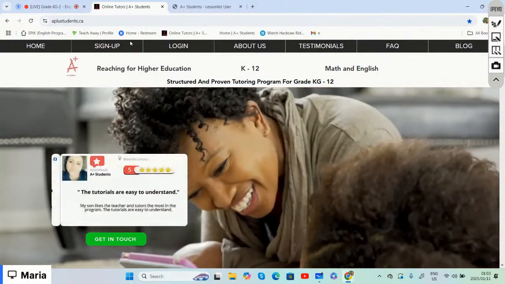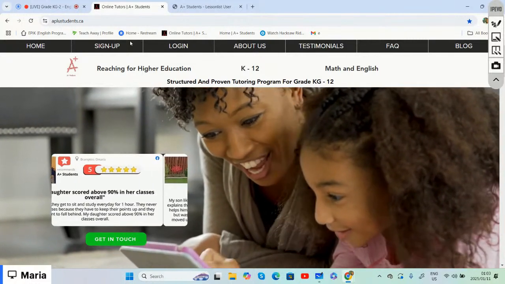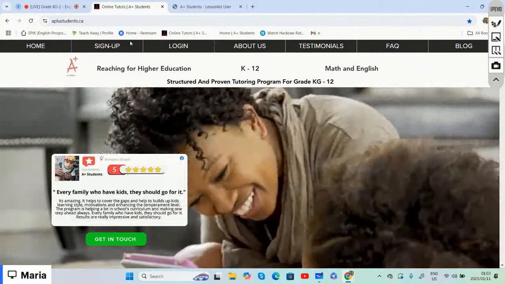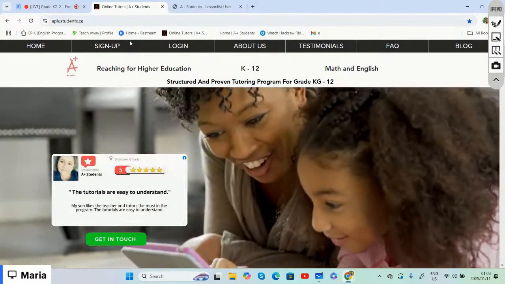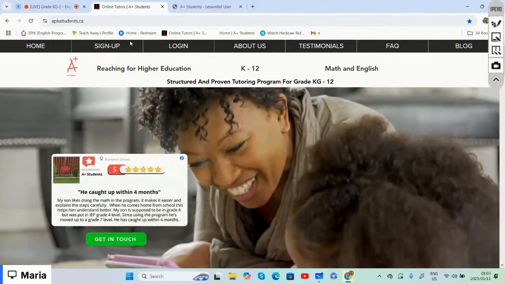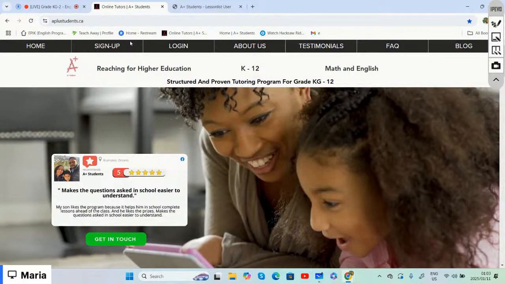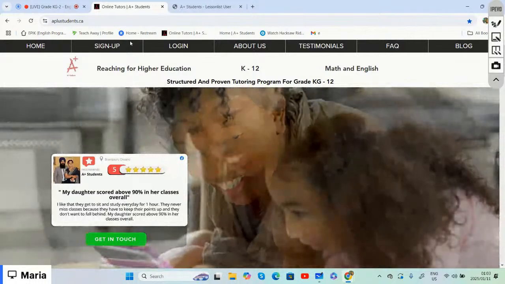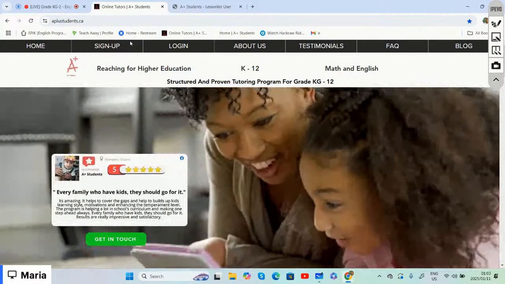Today, we'll be doing our grade kindergarten to 2 English lesson on to be and to have. Before we start, we're going to log on to aplusstudents.ca with our username as well as our password, and then we're going to select the subject of English language arts.